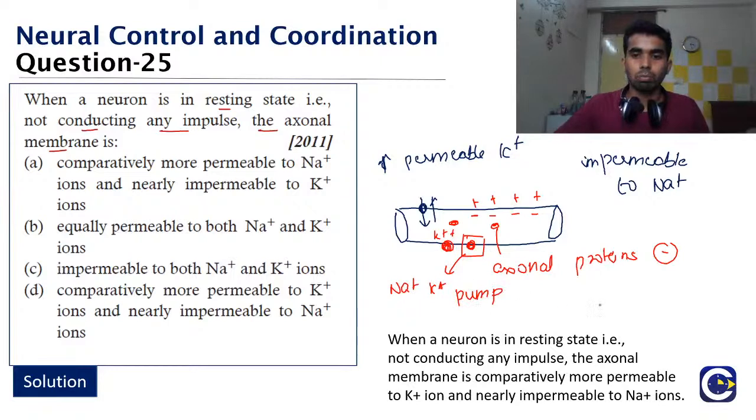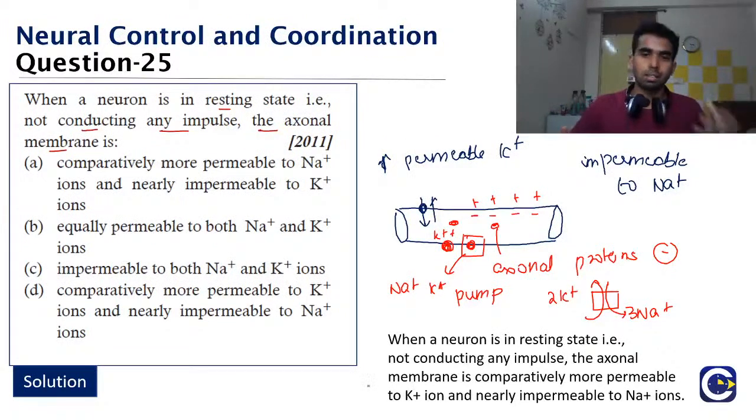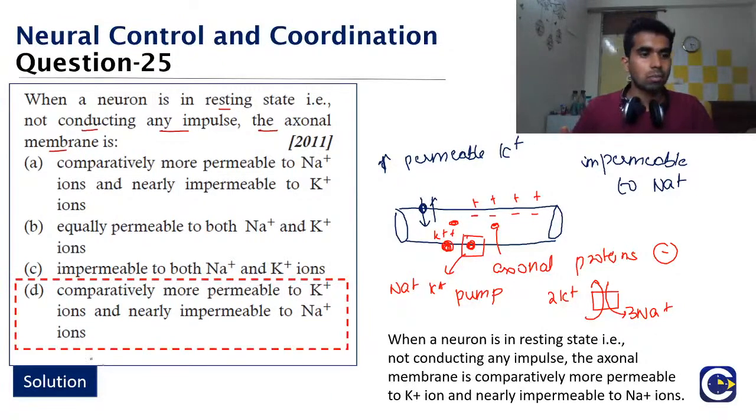And what is the function of this pump? This pump will push sodium outside the neuron and take potassium inside, and this is the reason that inside the nerve potassium is more and outside the nerve sodium is more. So yes, all of you are correct. Yes Trisha, the correct answer is option D. It is more permeable to potassium and nearly impermeable to sodium ions.